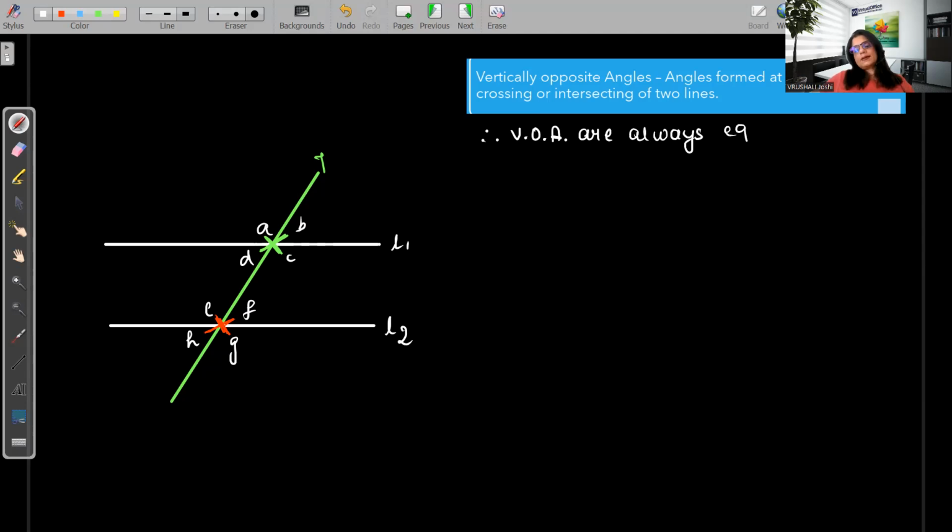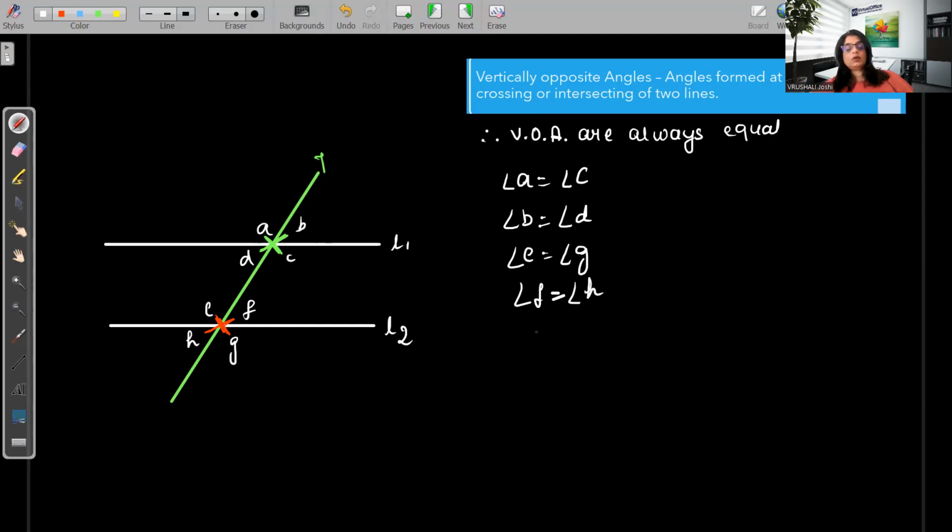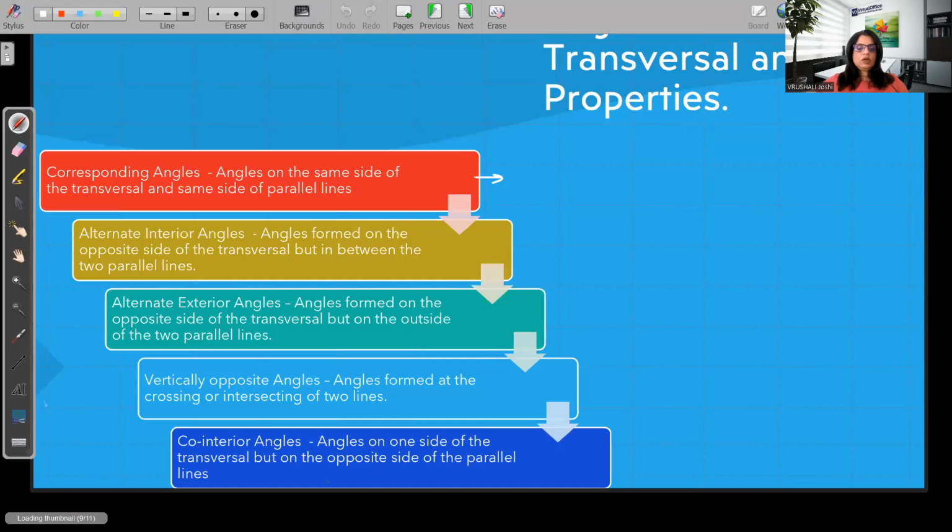They are always equal. So that means angle A is equal to angle C. Angle B is equal to angle D. Angle E is equal to angle G. And angle F is equal to angle H. I hope that's clear. It's not very complicated. Are we clear about it? Great. Okay. What's the next one?